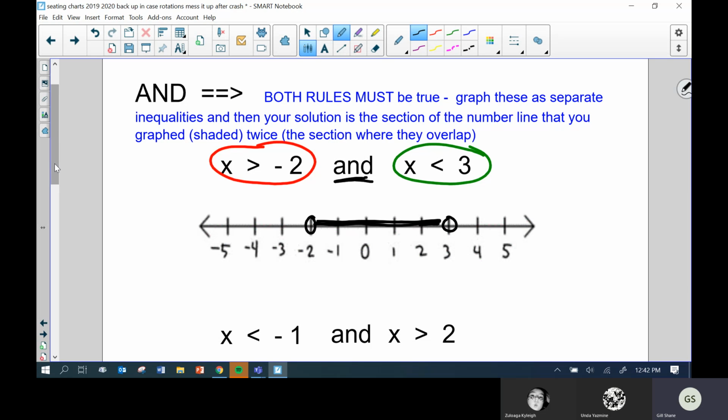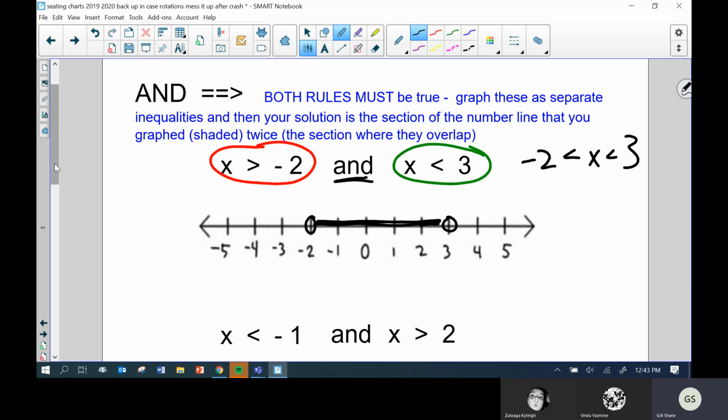Oh, and remember, when we graphed this, and I already said this, but this is the same thing as -2 less than x less than 3. So x was in the middle, because it had to be greater than -2, but less than 3. X is in the middle, the shaded region is in the middle of those two numbers. So it follows that same pattern when it's an AND problem.